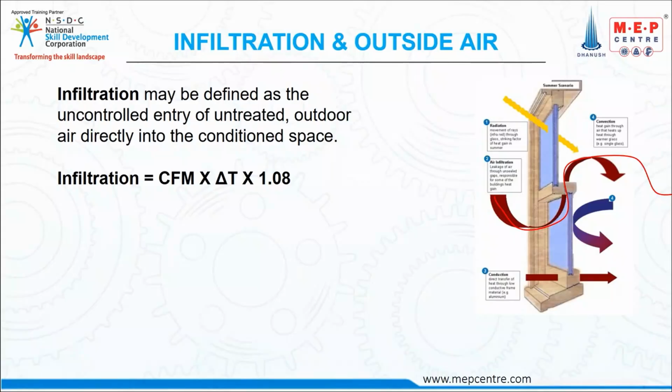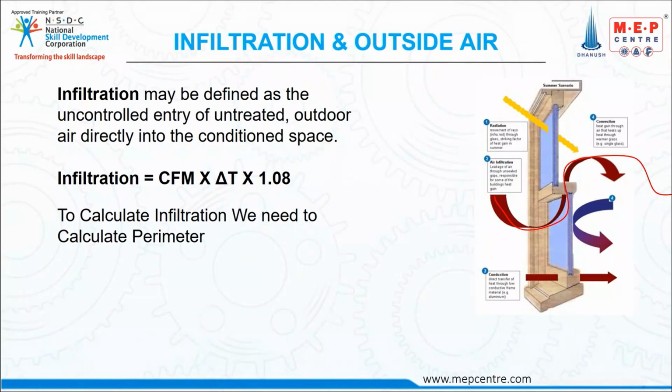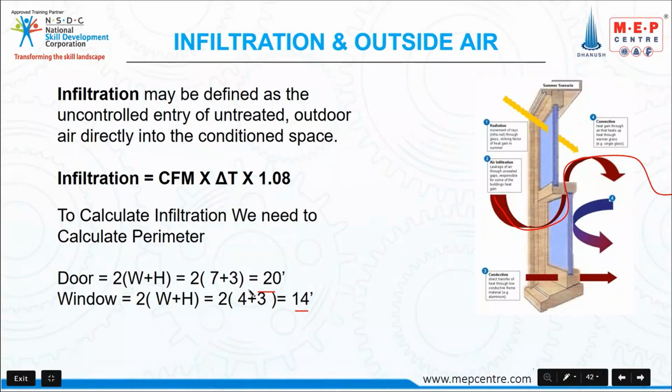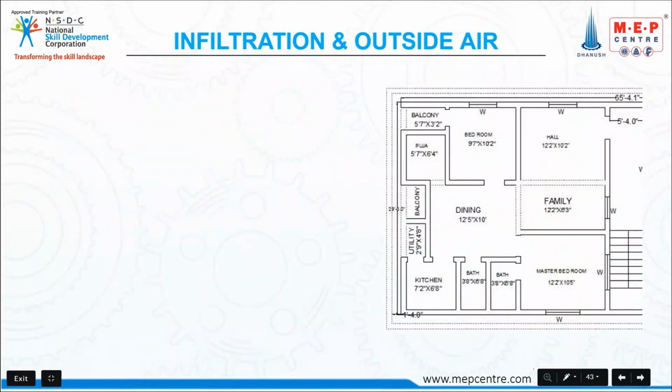Okay. To calculate the CFM, we need to calculate the perimeter of the door and window. The perimeter formula is 2 into width plus height. So the door perimeter will be 20 feet and the window perimeter will be 14 feet. 2 into 7 plus 3, 7 plus 3 is 10, 10 into 2 is 20. 4 plus 3 is 7, 7 2s are 14. Now we need to consider the number of doors and number of windows.